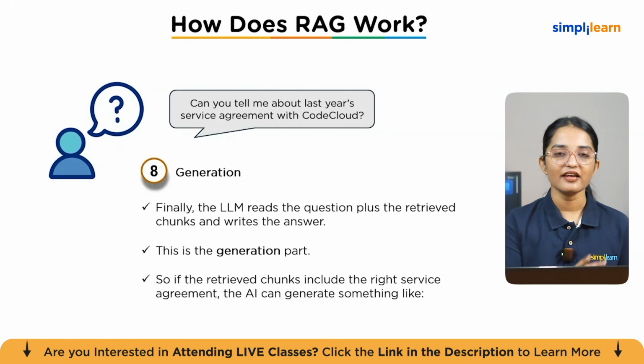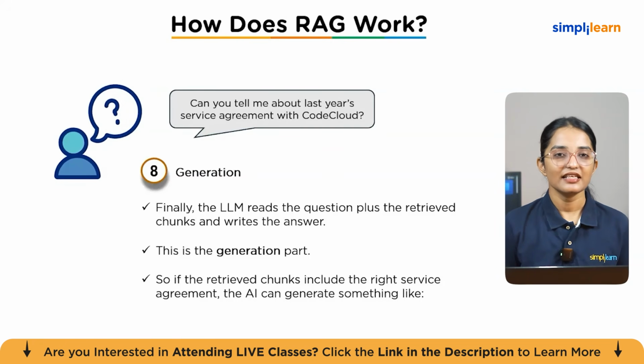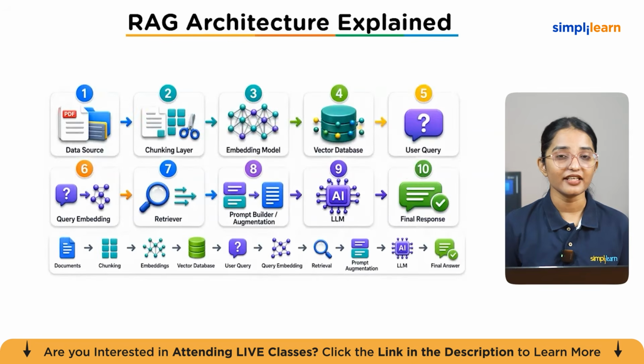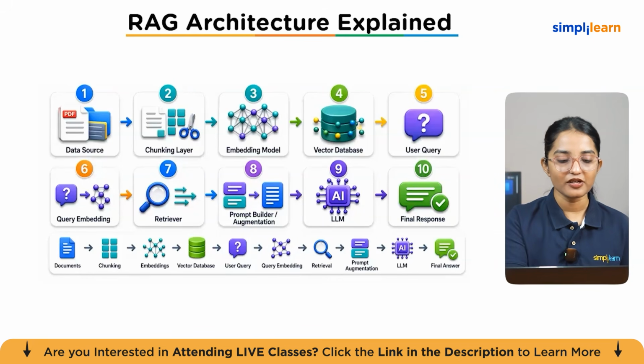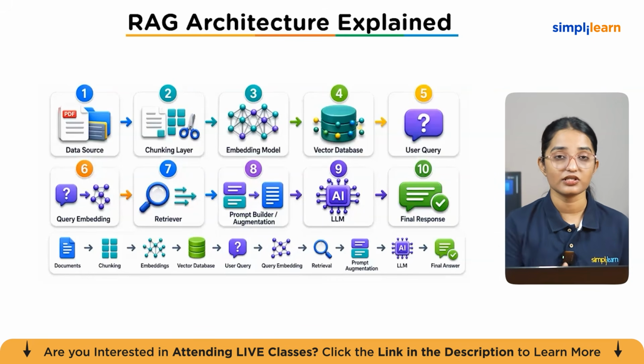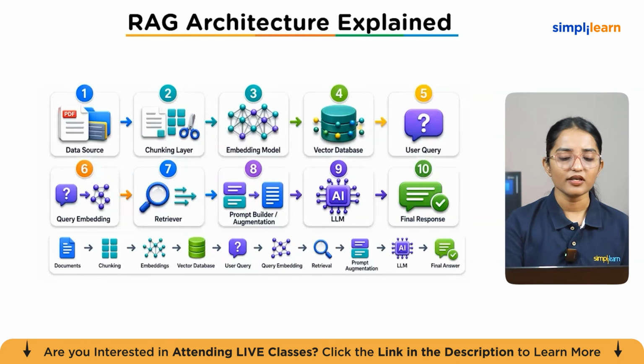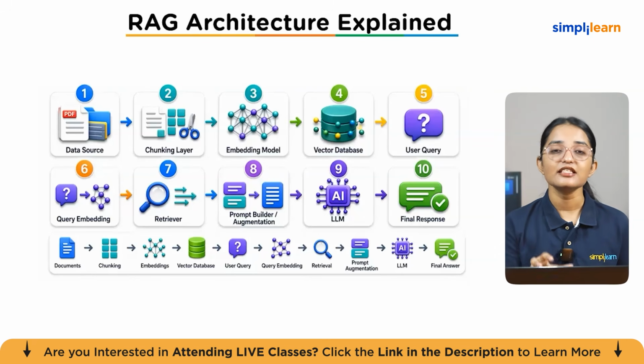So now that you understand how RAG actually works, let's move on and talk about the architecture in a very clean, beginner-friendly way. A basic RAG system usually has these components. The first one, as you can see here, is the data source. These are the original files, like PDFs, Word documents, meeting notes, transcripts, manuals. The second one is the chunking layer. This breaks the files into smaller chunks. The third one is the embedding model.